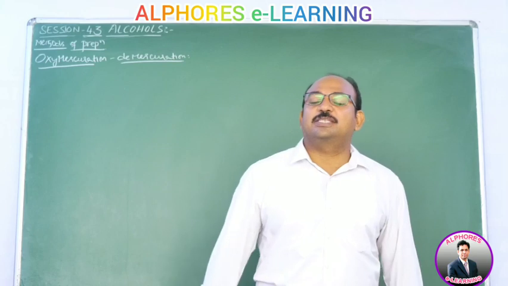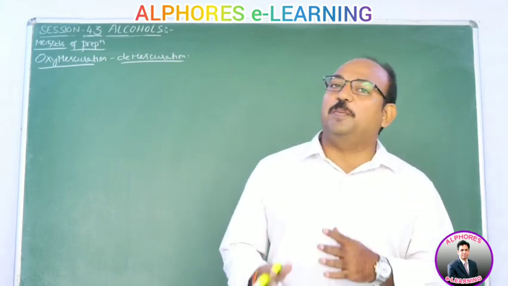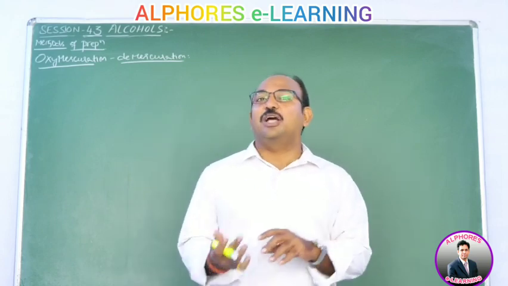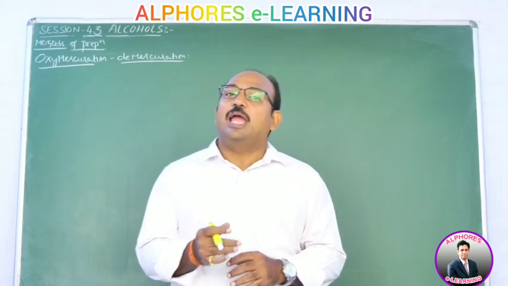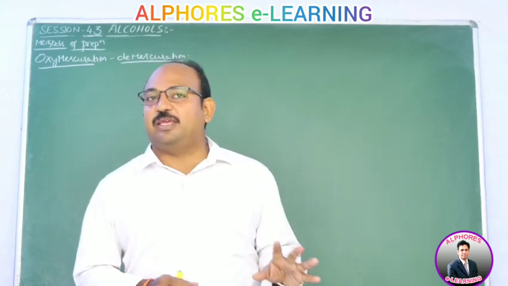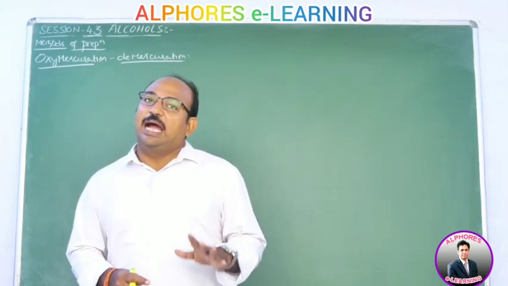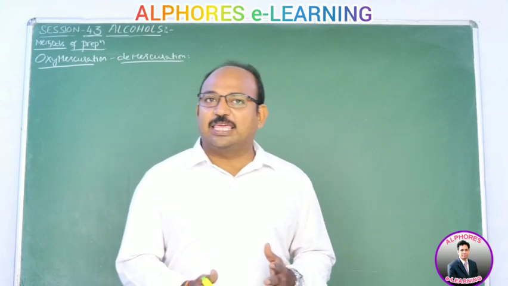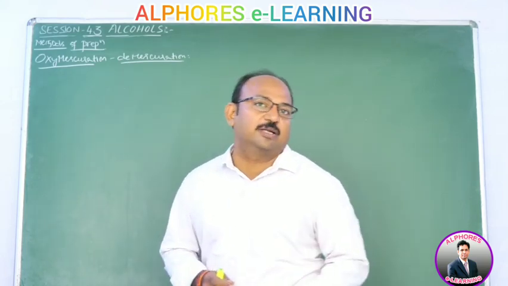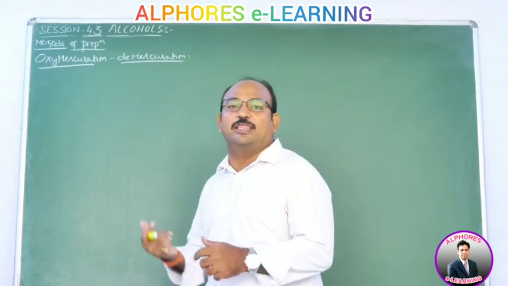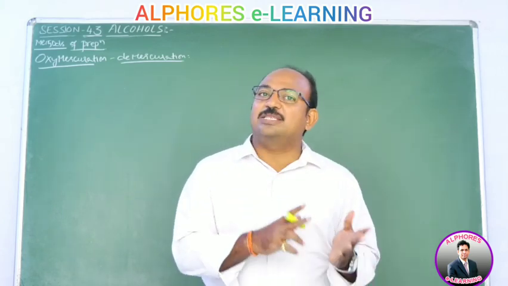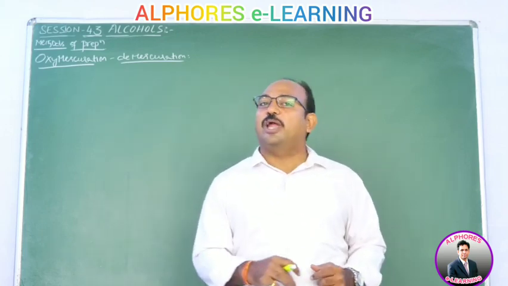In the previous session, we learned how to prepare alcohols from alkenes, that is, by addition of water in the presence of an acid catalyst. So acid-catalyzed hydration of alkenes gives alcohols, and we learned which alkyl halide gives alcohols as major products and in which case an elimination product is obtained. In addition, we learned that the mechanism proceeds via formation of a carbocation.